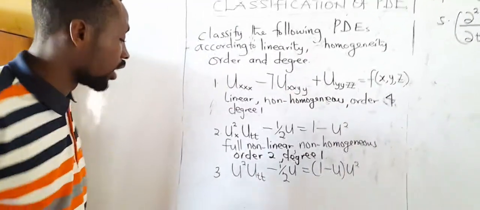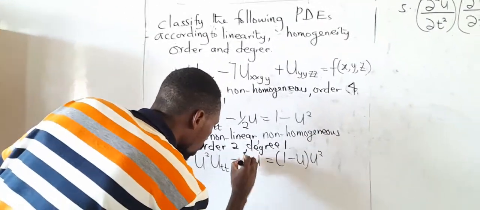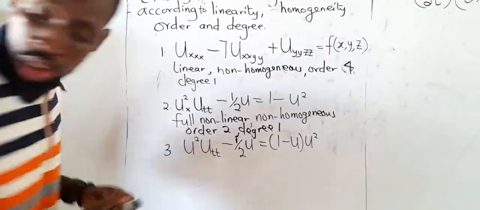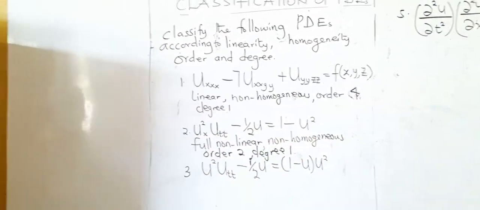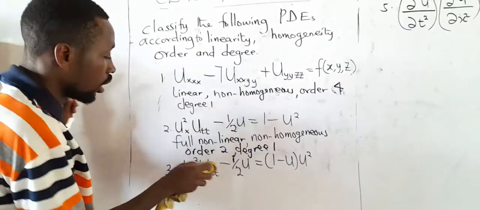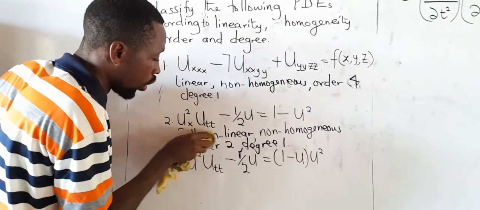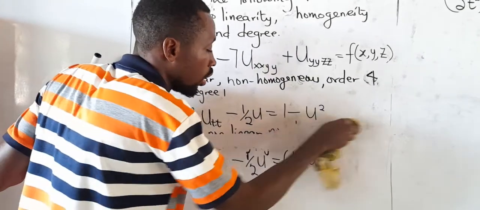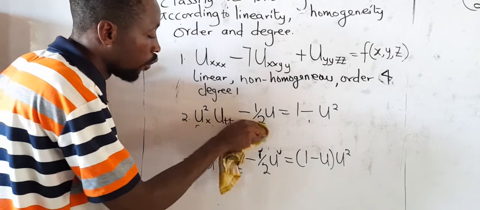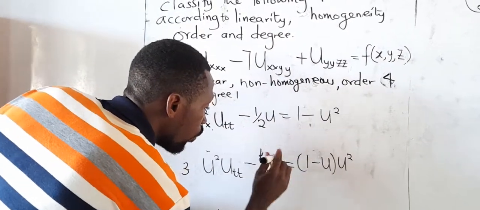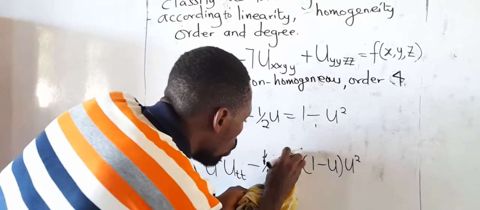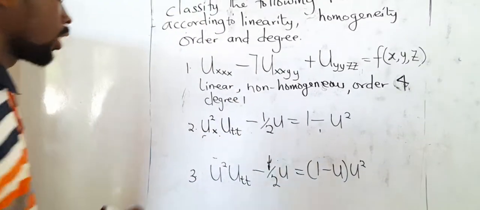This is very interesting. Now let's check the third one. Let me clean this place very well so that you understand it. I can clean this. I hope you get that already, so that we can see the partial differential equation very well. So this is half u.